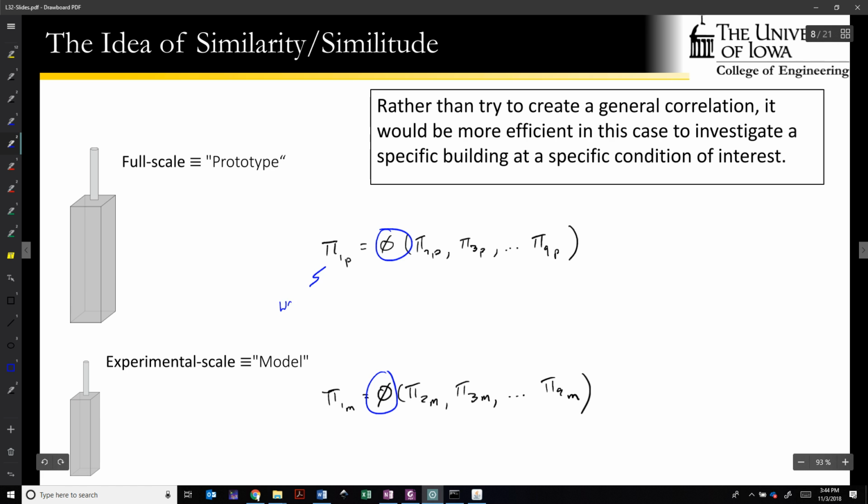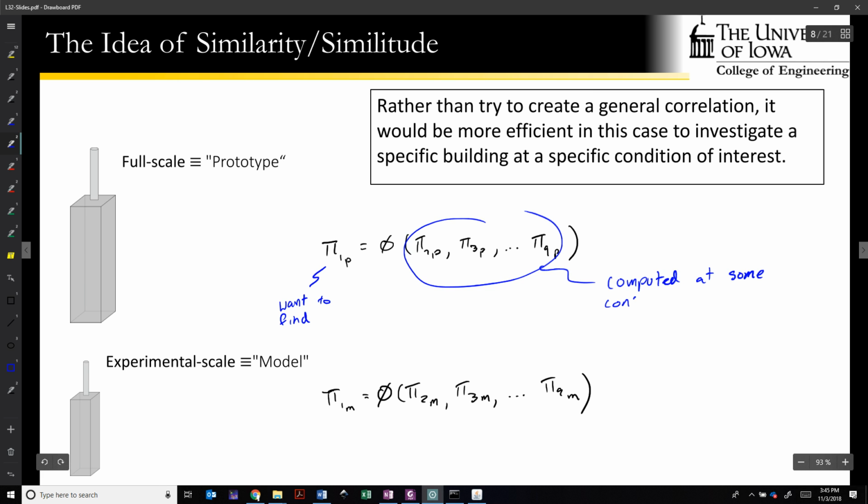So here's the term we want to find. This is the result of interest. And these are going to be computed at some condition of interest. And the idea behind model testing, in a nutshell, is that if we can take whatever numerical values of our independent pi terms at prototype scale, and we can produce those at model scale, we can then measure pi 1 at model scale and apply that to our prototype scale, simply because phi does not know the difference between our model and our prototype scale as long as the numbers that go into it and come out of it are the same.